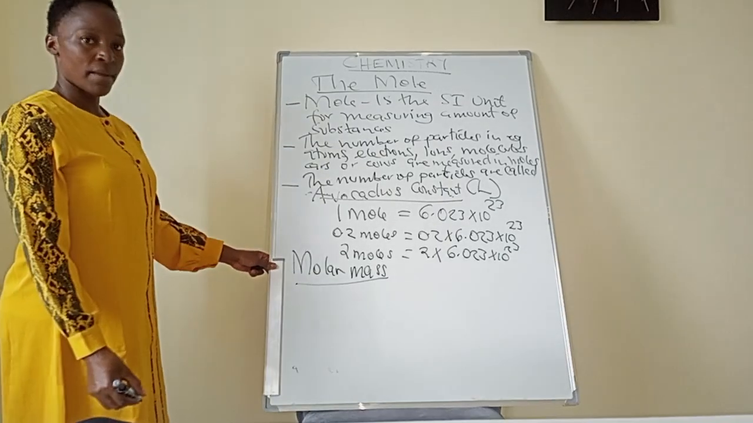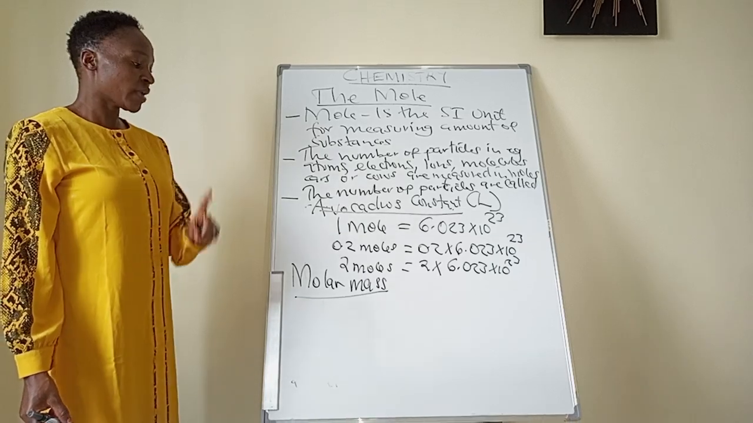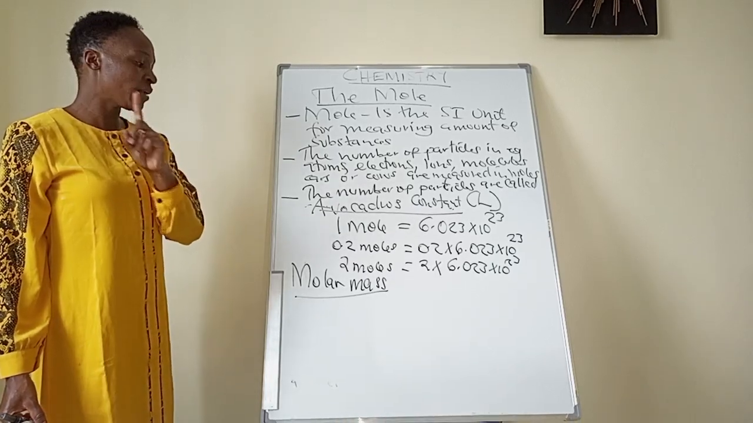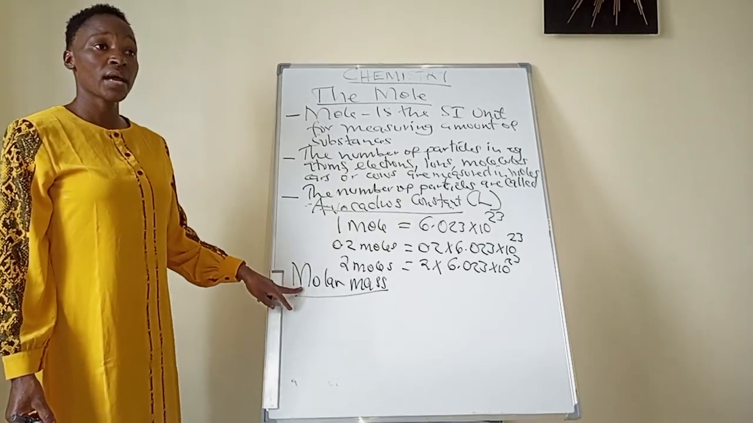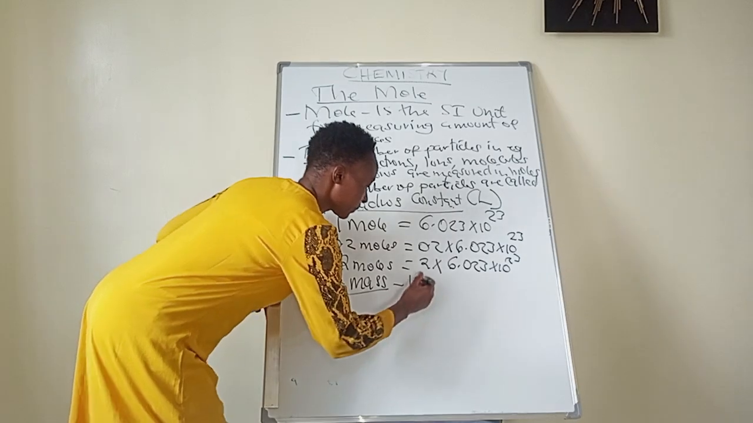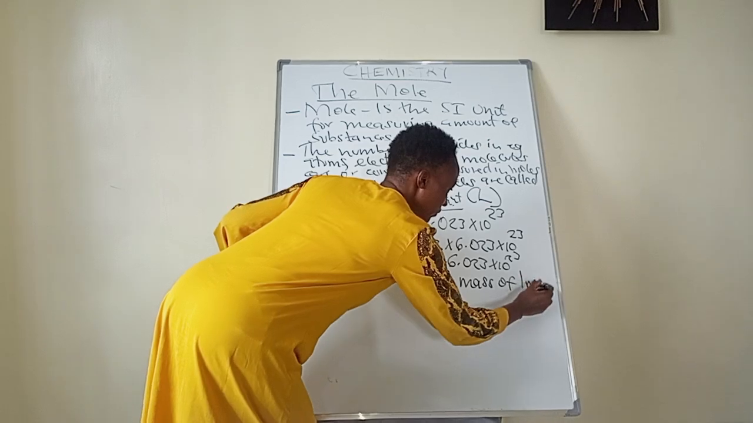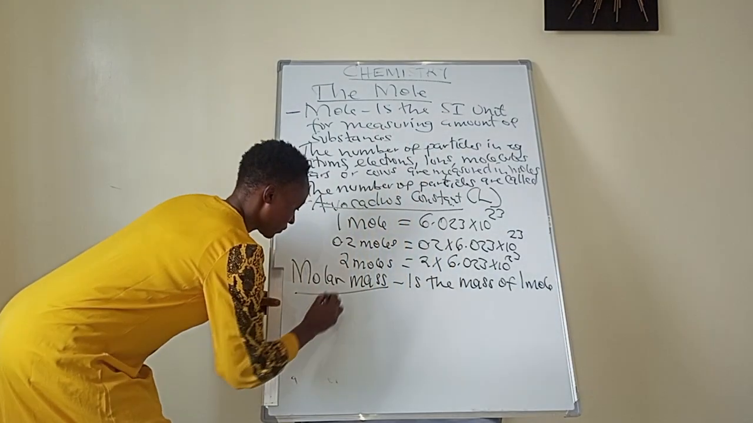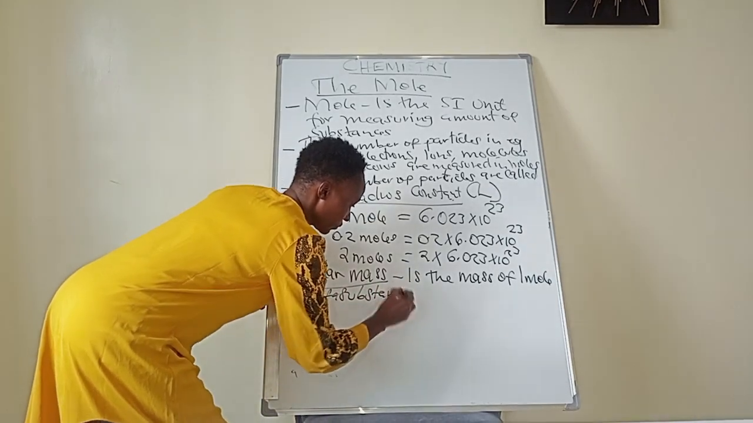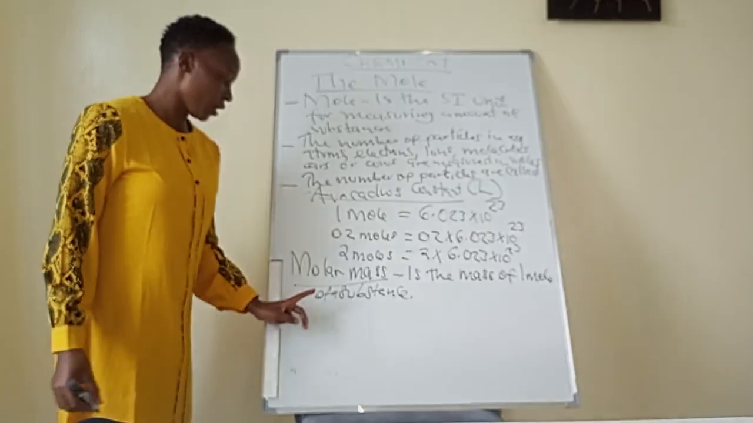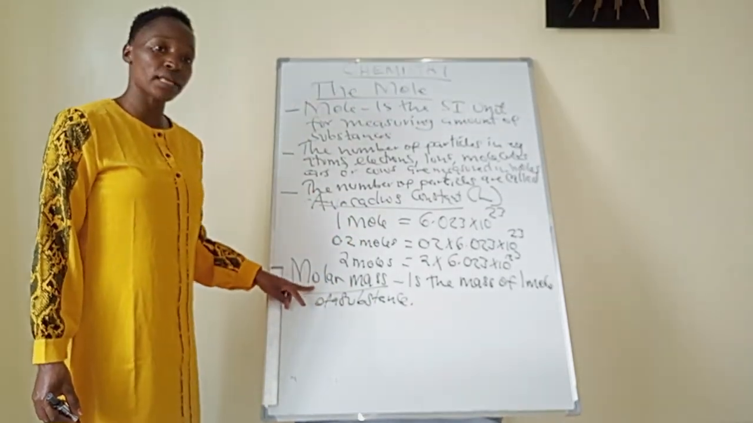Let us talk of the molar mass. And when you talk of molar mass, when you're having the 1 mole, the mass of that 1 mole in grams is what you're calling the molar mass. You have 1 mole of a substance. So the total mass of 1 mole of a substance, we call it the molar mass.